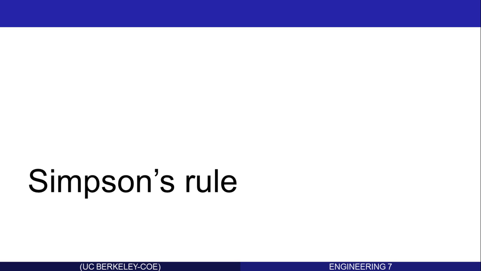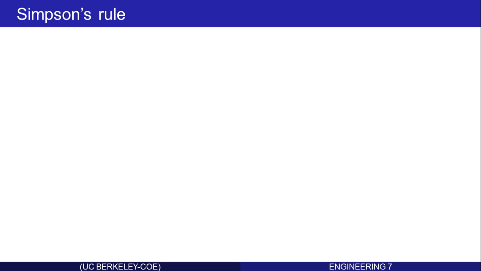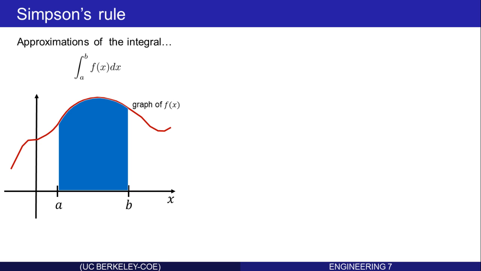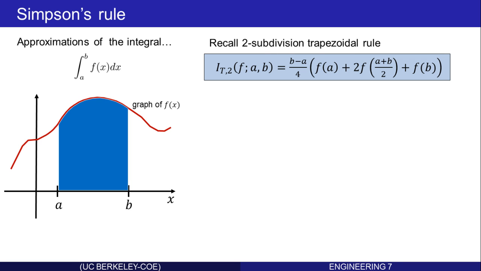Now we'll transition away from trapezoid to something called Simpson's rule. As we make this transition, let's remember the two-subdivision trapezoidal rule for the integral. It involved function evaluations at the two endpoints as well as a function evaluation at the midpoint. Our notation is I, T2, trapezoid, two subdivisions, the integral of f from a to b.